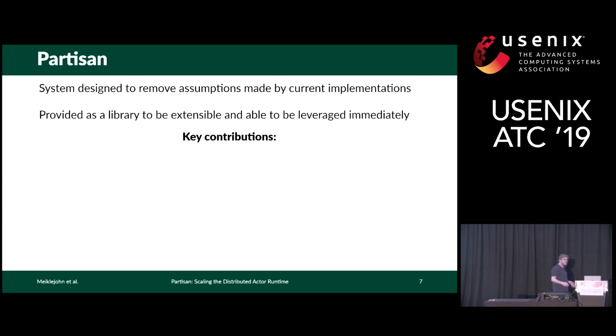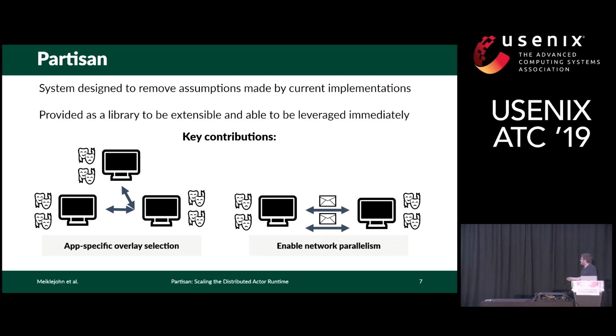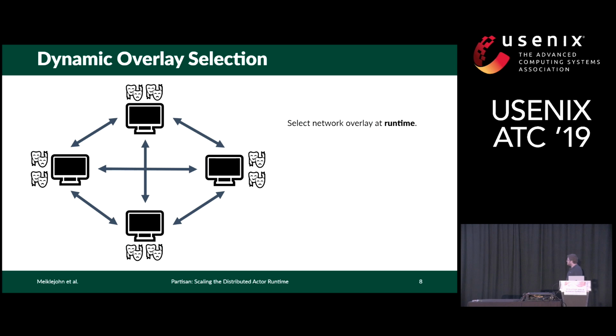And so the key contributions of Partisan are, first, allowing the application developer to specify the communication strategy, the communication overlay that's used at runtime, without changing application code. And the second is enabling parallel transmission on the network. So let's look at the first contribution. The first thing is around selecting the overlay.